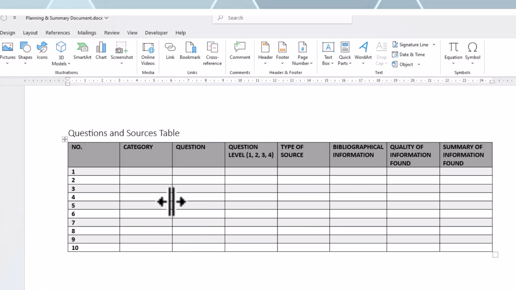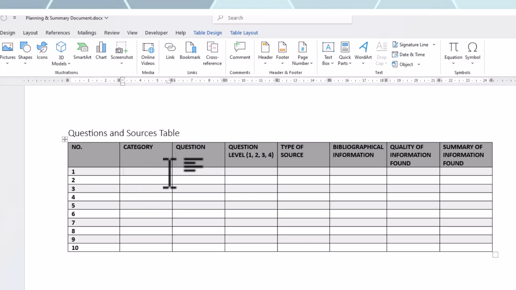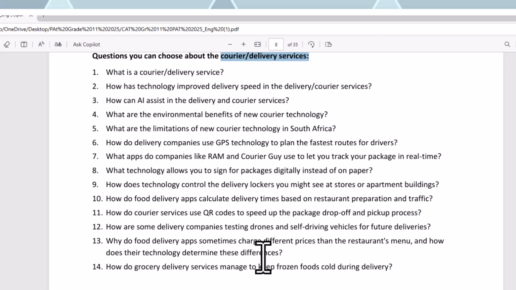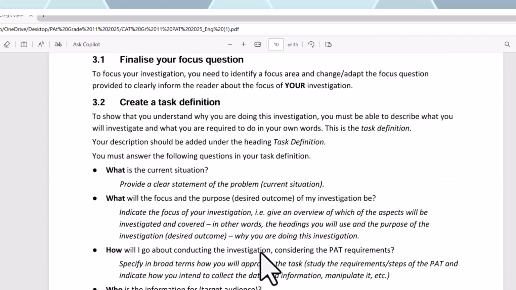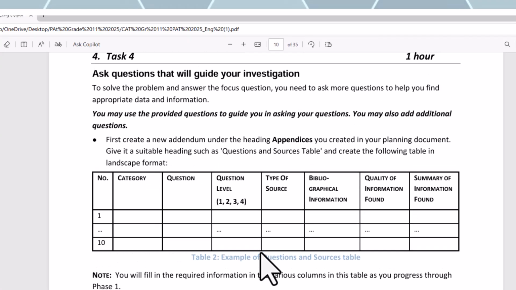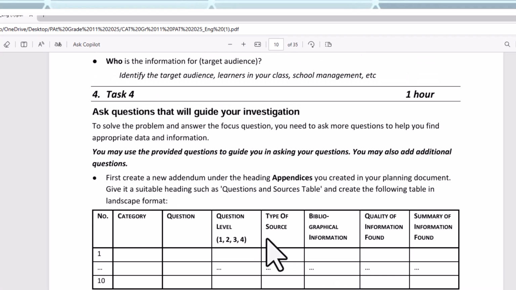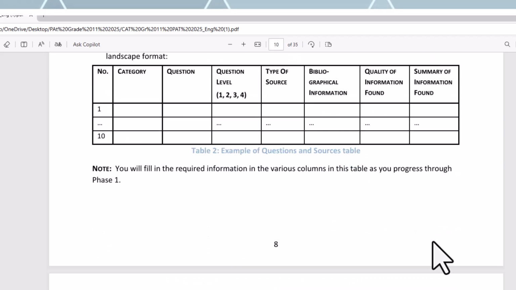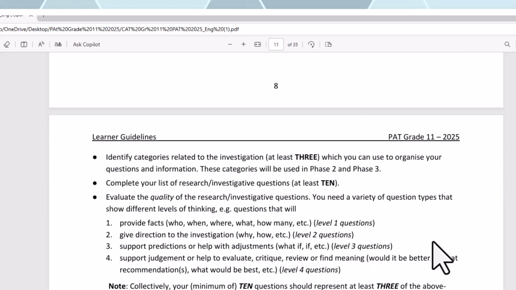Now, before we do categories and questions and their levels, and the types of sources, let's go look again and see clearly what the PET is saying to us. I'm going to go down and quickly recap where we were. Guys, there's a lot more than just these sources. This is a summary of that information, the questions and everything in one, but there's more detail to this.